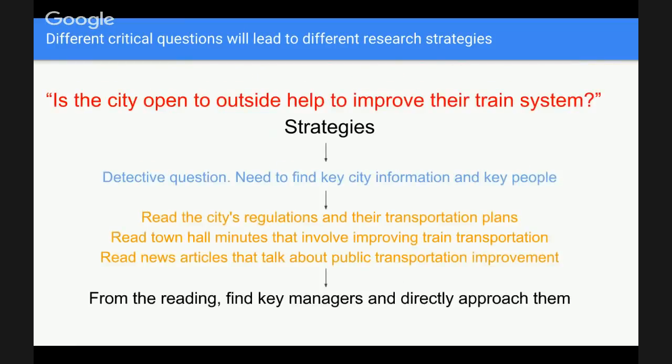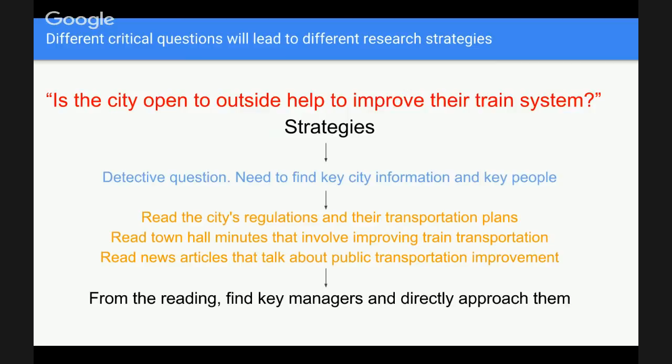The second question: is the city open to outside help to improve their train system? Now, I call this a detective question. It's a detective-like question. We need to find key city information and key people to help answer this question, because we just can't survey random people and expect to get an answer on this type of question.